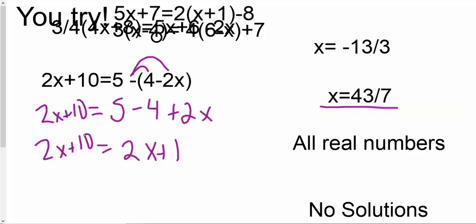So they both have the same coefficient for their variable. So if we subtracted 2x from both sides, we'd get 10 equals 1. Is there any way that 10 can equal 1? No. And that's why it's no solution.